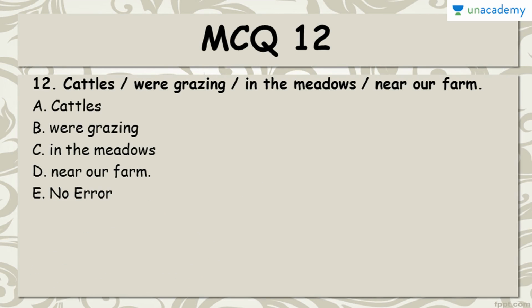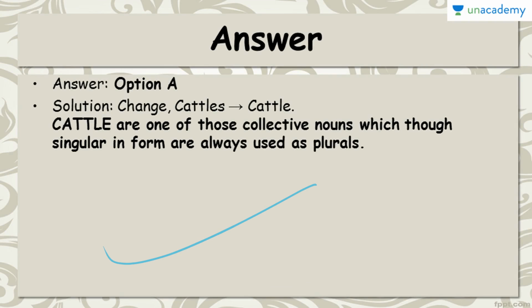MCQ 12, find the error. Cattle were grazing in the meadows near our farm. Options A, B, C or D has an error. Choose it. And if you find no error, then option E, no error, is the correct answer. The right answer to MCQ 12 is option A.